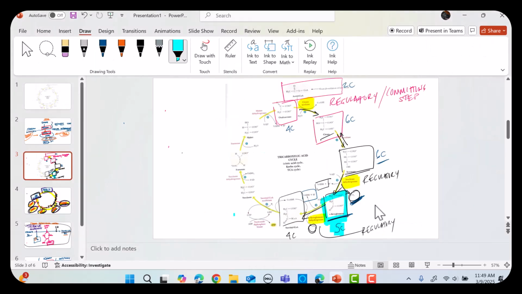So I've got my succinyl-CoA. I'm going to take the energy from the succinyl-CoA. I'll take the CoA off. Doesn't really matter. I'm going to take the energy off, out, whatever. I'm going to use that energy to put a phosphate and a GDP together, and I'm going to get a GTP, and I'll get my succinate. Reversible reaction. But let's talk about that GTP.